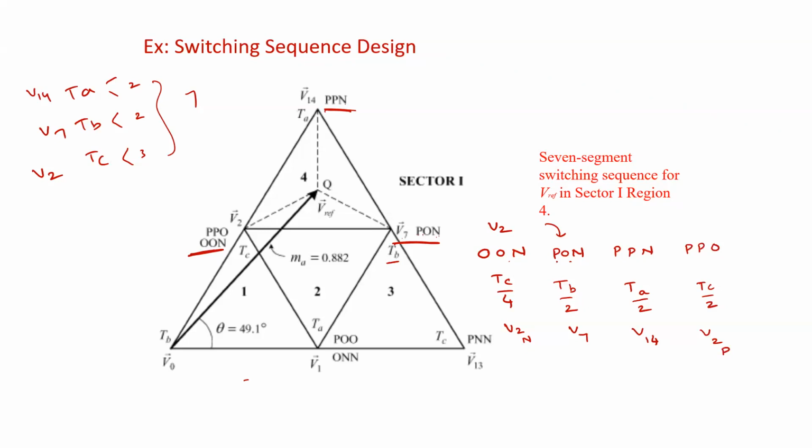So what is the next thing? It is supposed to turn on. PP0 is V14. What is the next one? V14, that means PPN. What is its duration? It will be TA by 2, and this is V14. So this PPN is over.